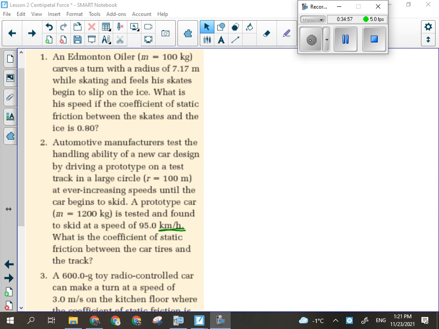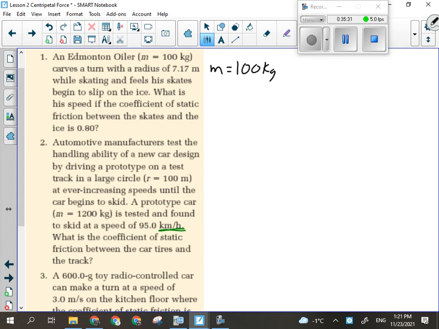So we've got an Edmonton Oiler who's got a mass of 100 kilograms. I've been using this question for so long that I've watched them go from being god awful terrible to now what they are. First place. This used to be like a depressing question, because it would remind me of how bad they were, but then times got better.